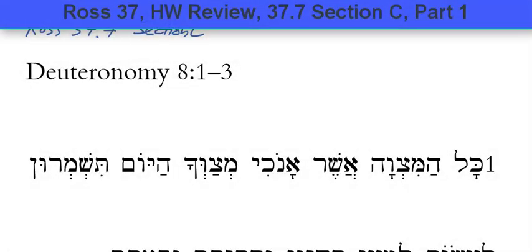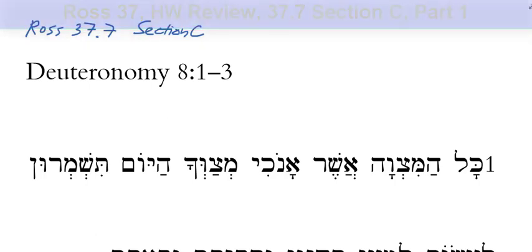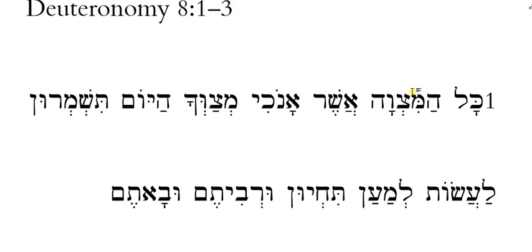Here we're going to deal with the homework from section C of Ross chapter 37, section 37.7, section C. This is the reading from Deuteronomy 8, verses 1 through 3. And as with the other homework exercises where we do these readings, I'm going to read the text in little chunks so that you can recite and practice your reading. So let's look at number 1.